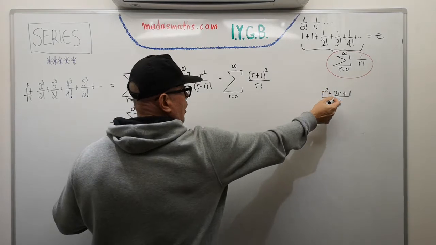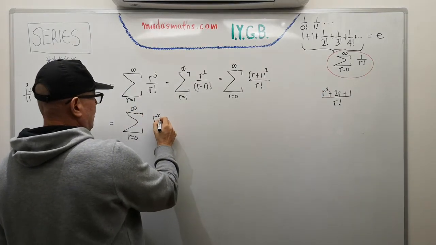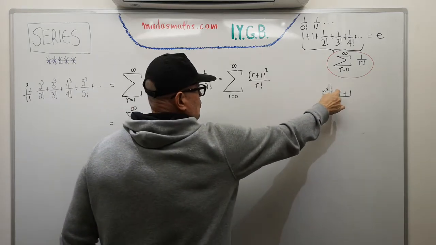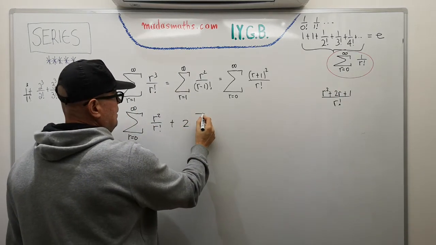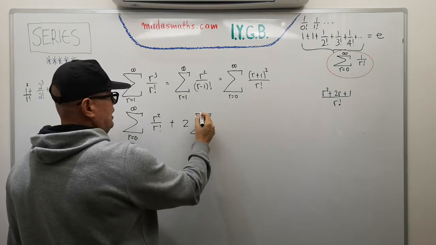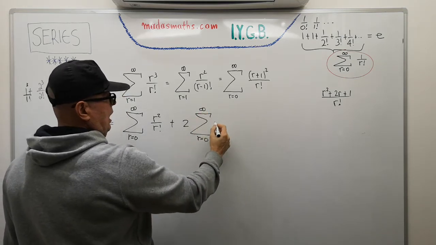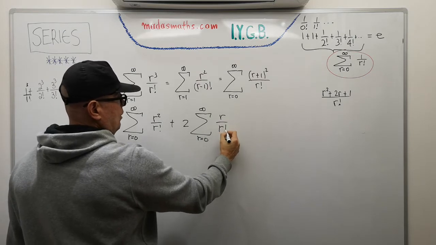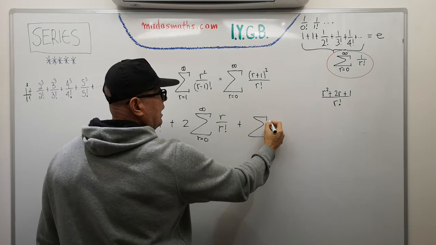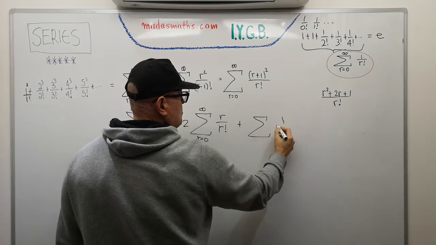The first term will be r squared over r factorial, and then we're going to have plus the 2, which is constant. I'm going to move it outside the sigma operator. So we're going to have from r is equal to 0 again to infinity, r over r factorial. And lastly, we're going to have 1 over r factorial, which is beautiful.